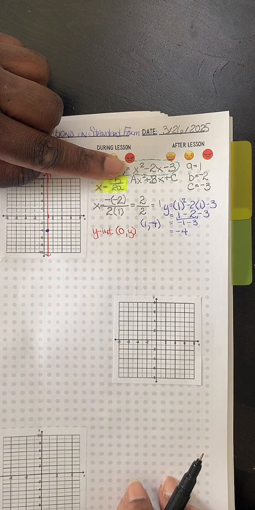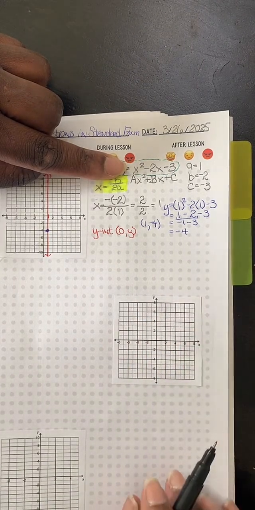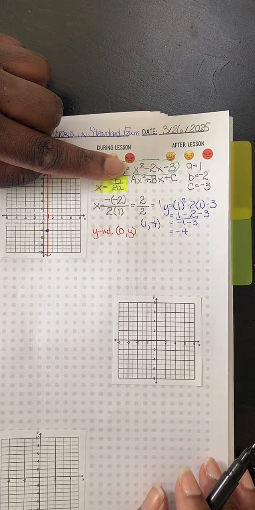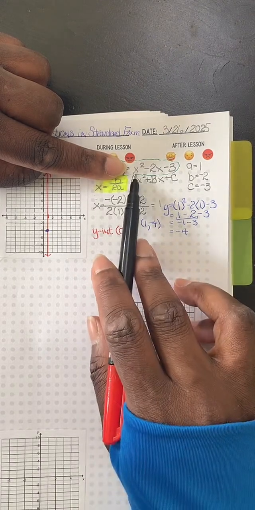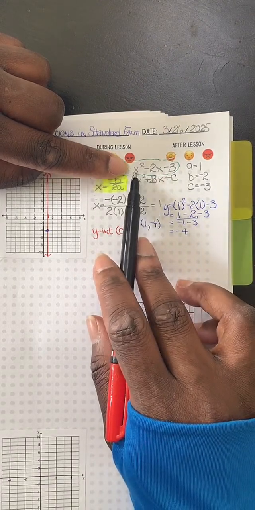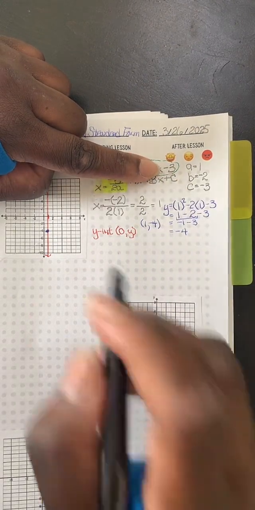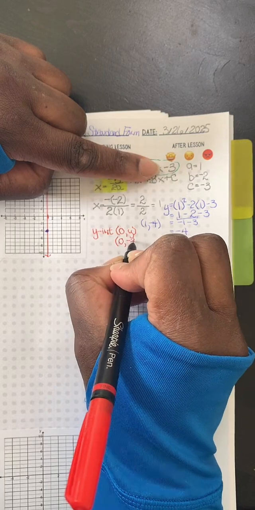Okay, got 0, negative 3, negative 3. So remember, looking for the y value. Yes. So if I plug the 0 in for my x's, anything times 0 is 0. So I will get 0, -3.